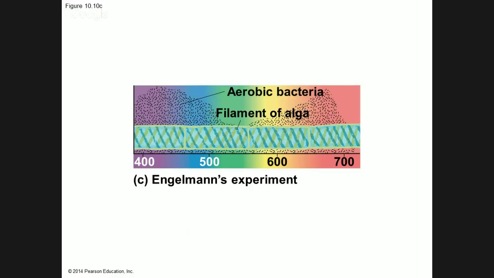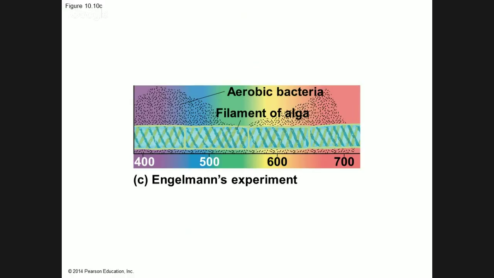Oxygen. So what did this tell Engelmann about what the algae was producing that the bacteria needed, in terms of the colors of light? What about green? It wasn't producing very much oxygen at all, which is indicative that the green light doesn't allow for photosynthesis to happen. Does that make sense?